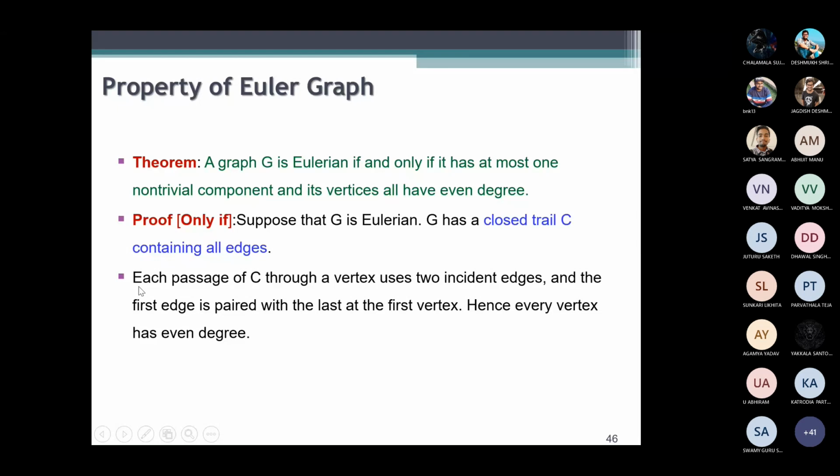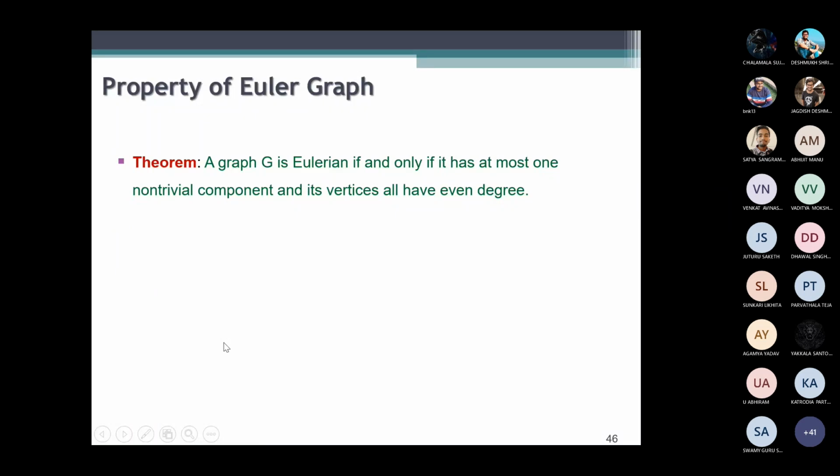Now, when this is a closed trail C containing all the edges, every passage of this closed trail C through a vertex uses two incident edges, and the first edge is paired with the last edge at the first vertex. Hence every vertex is of even degree. For this, let us go through an example.